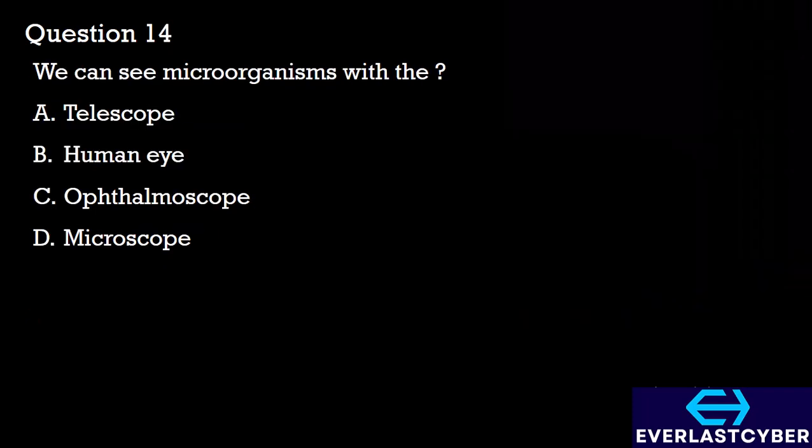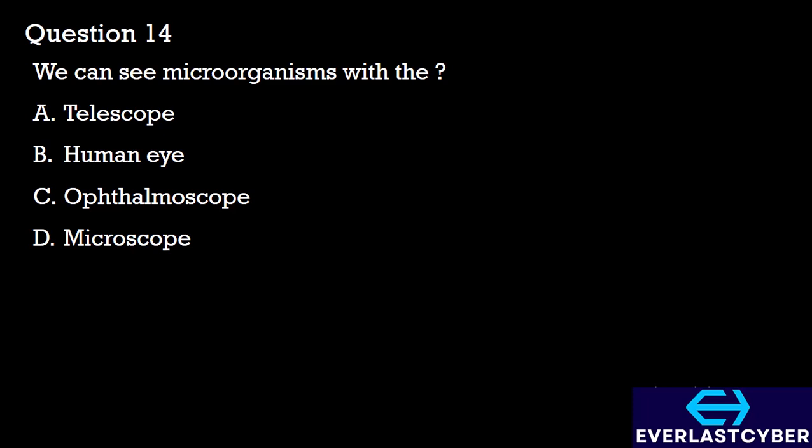Question 14. We can see microorganisms with the A. Telescope, B. Human eye, C. Ophthalmoscope, D. Microscope. A telescope is used to observe distant objects in space, but not small organisms. The human eye cannot see microorganisms because they are much too small to be detected without magnification. An ophthalmoscope is used to examine the interior of the eye, but not for microorganisms.